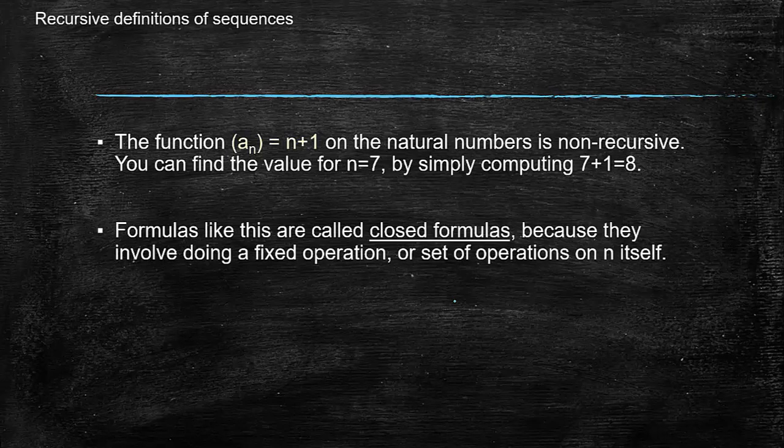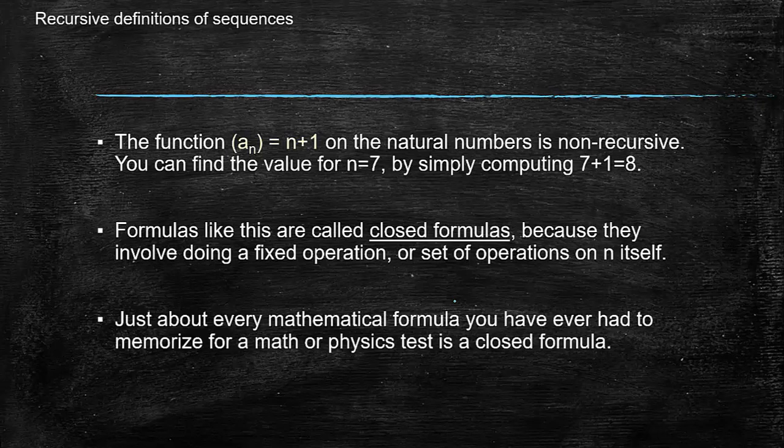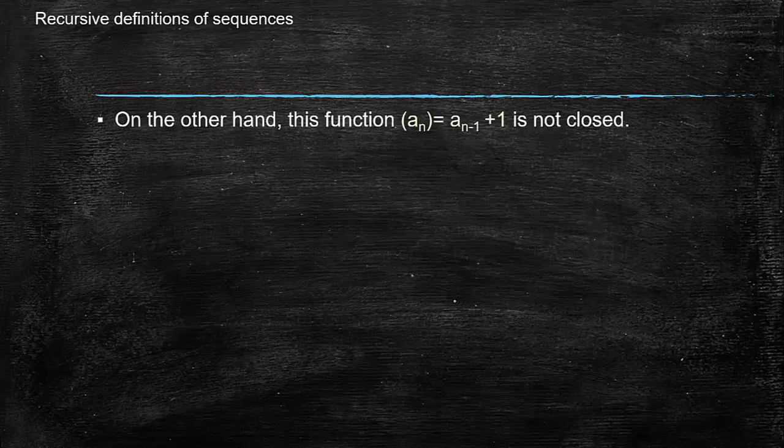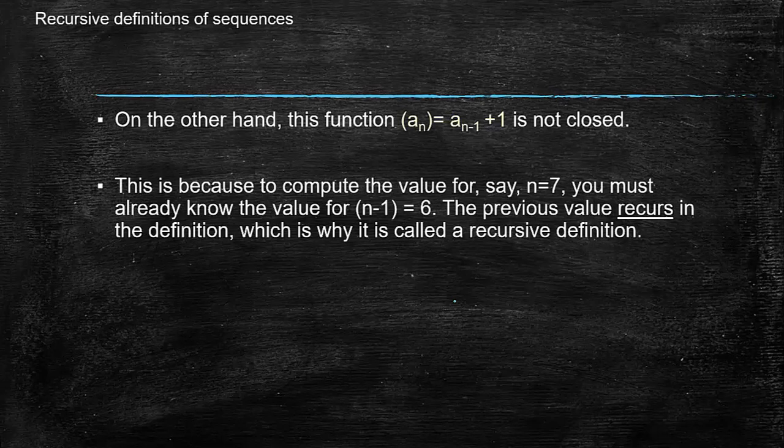Formulas like this are called closed formulas because they involve doing a fixed operation or set of operations on n itself. Just about every mathematical formula you have ever had to memorize for a math or physics test is a closed formula. On the other hand, this function, a sub n equals a sub n minus 1 plus 1, is not closed. This is because to compute the value for, say, n equals 7, you must already know the value for n minus 1, which is 6. So the previous value recurs in the definition, which is why it is called a recursive definition.